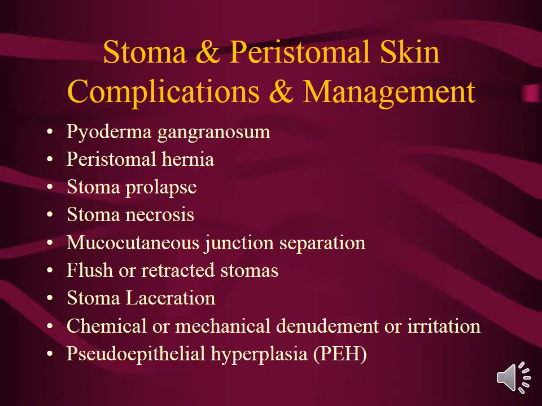Chemical or mechanical denudement or irritation is very common, and that is something that you might deal with and see in your own practice, and it's an easy fix. And then pseudoepithelial hyperplasia is the most common complication that we see with patients who have ostomies that produce urine. So that is kind of a crystallization, and it's pretty easy to fix by just having them balance out their urine and get it more on the acidic side. So I'm going to show you what these look like.